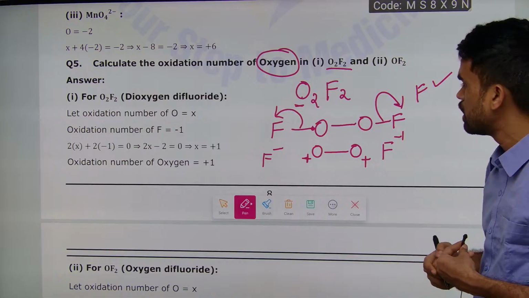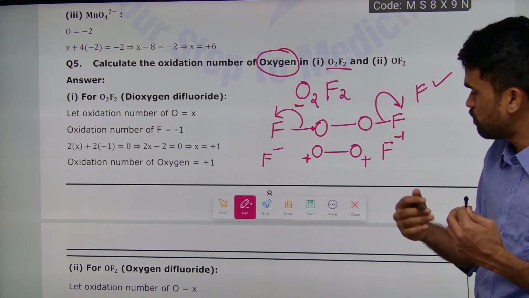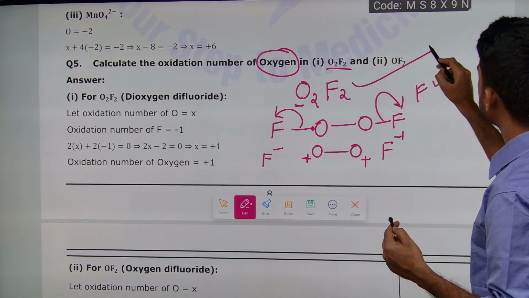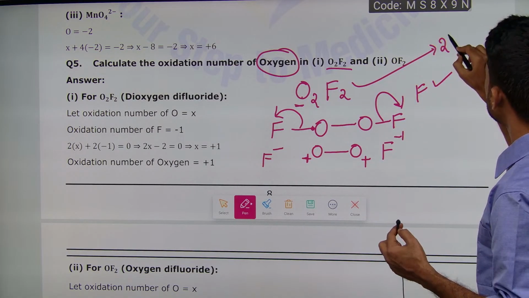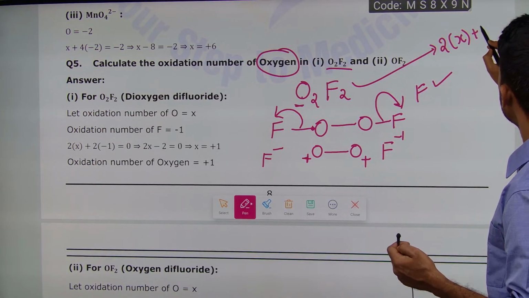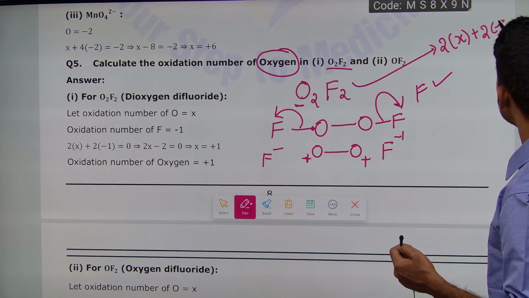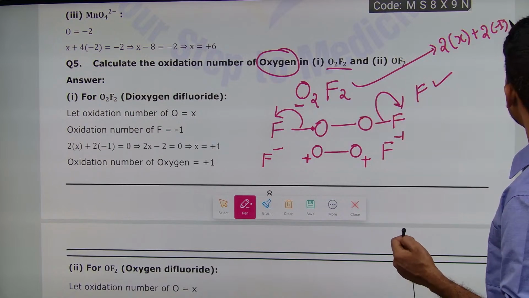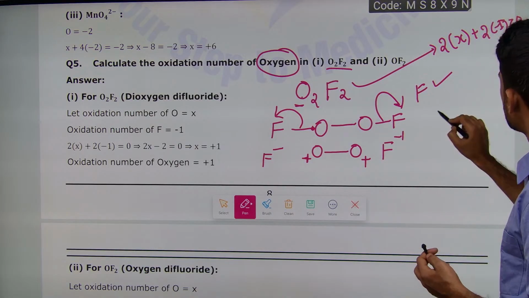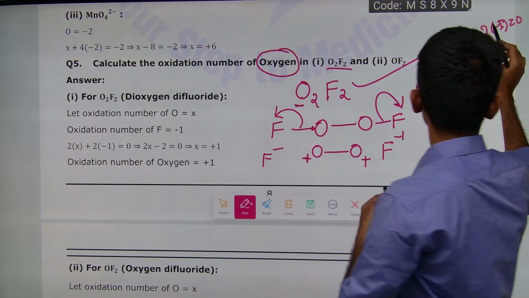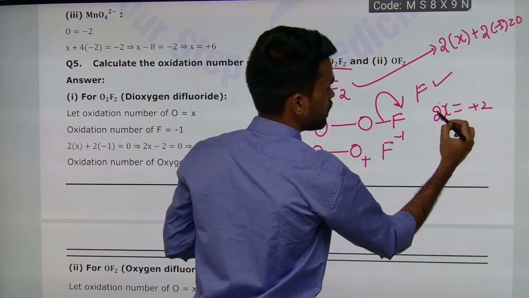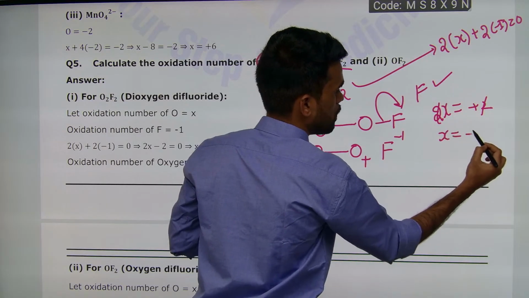+1 charge. Now if you wanted to calculate in the mathematical way, take it like this. Out of these two, there are 2 oxygen atoms. Each oxygen atom is having oxidation state X, and there are 2 fluorine atoms. Each fluorine is in -1 oxidation state, and the overall molecule is neutral, so equate it to 0. Then what happens, tell me? So 2x - 2 = 0, if you send -2 to that side, it will become +2. Then 2 cancels, so x will be +1.